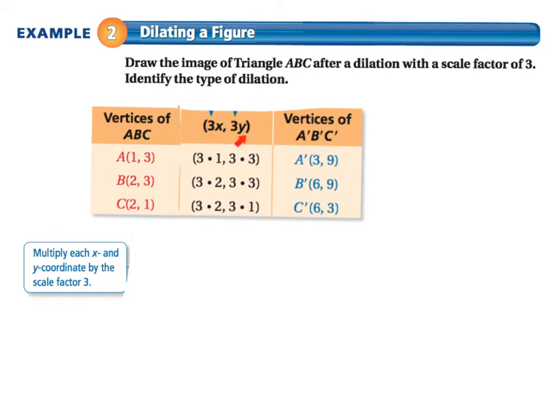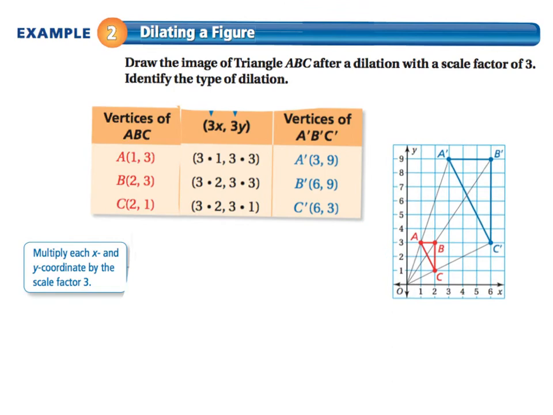Notice this is the algebra. I multiply each one by 3, and my new vertices, which would be called A prime, B prime, C prime, would be those 3 points. Now if you graphed it, you're going to get a pre-image, which is triangle ABC, and then you're going to get triangle A prime, B prime, C prime, which is then going to give you this graph right here.